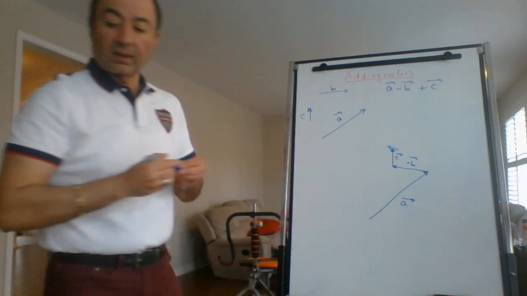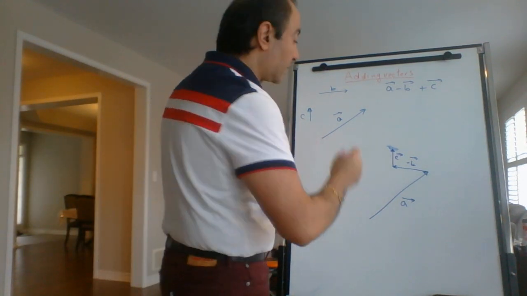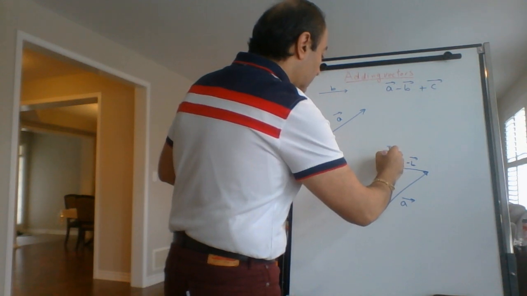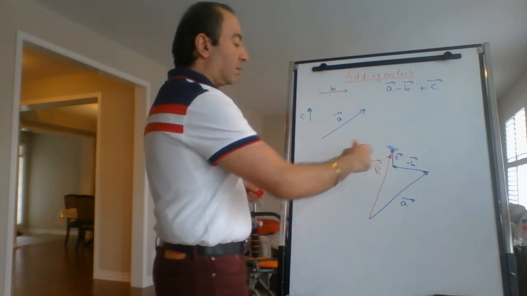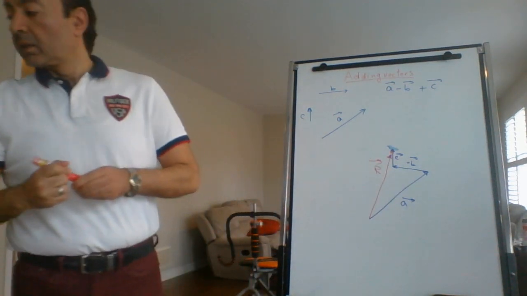Now, the resultant vector is the vector that connects the tail of the first vector with the head of the last one. So this is the resultant, this is the sum of A minus B plus C. Okay?